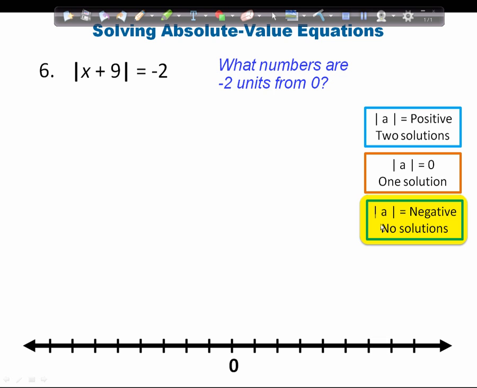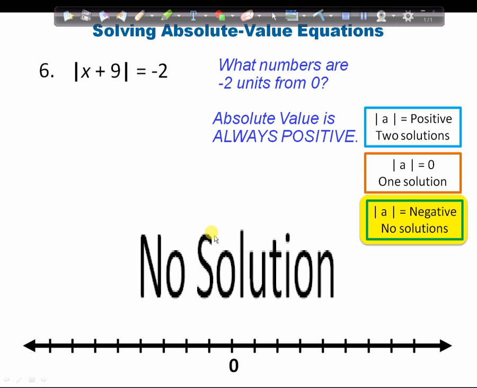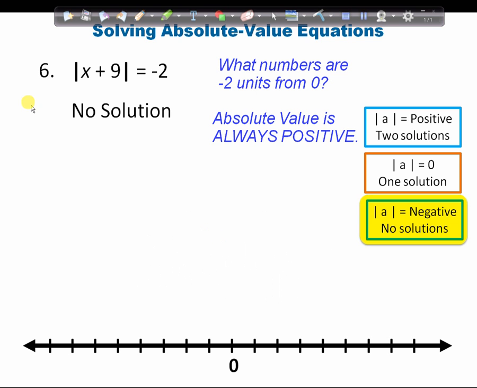So again, if the absolute value of a equals a negative, there are no possible solutions. Absolute value is always positive. There is no solution. Just make sure that you write down absolute value of x plus 9 equals negative 2 and then write the words no solution.